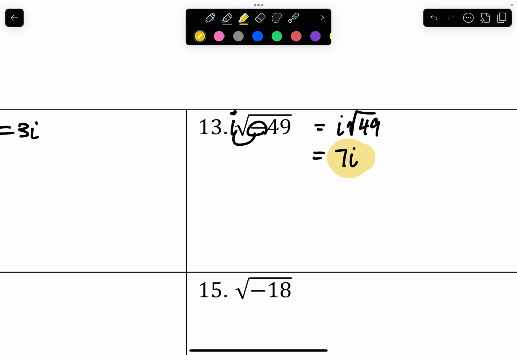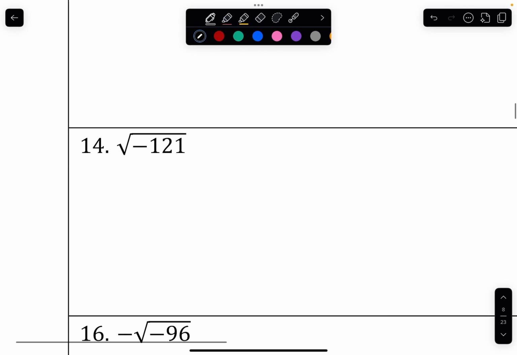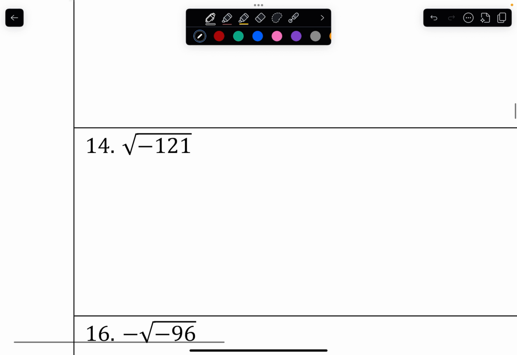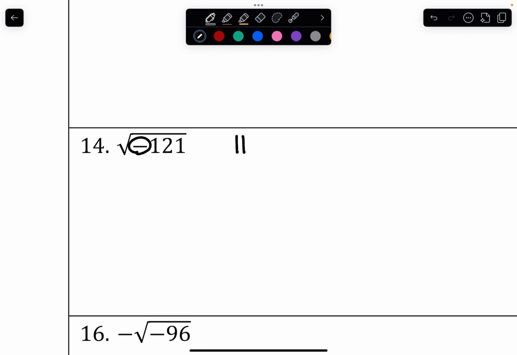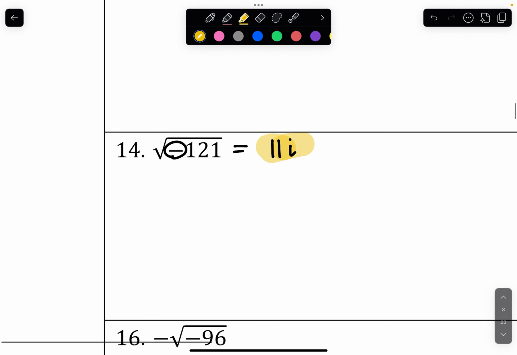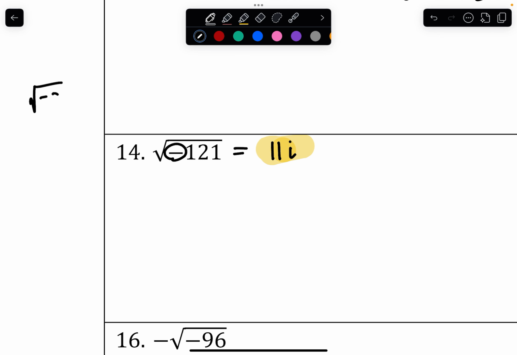Okay, and so if you see a perfect square that's negative, you can kind of jump to it. And so square root of 121 is 11. Because it was negative, this would equal 11I. So if I had like square root of -25, that would be 5I.